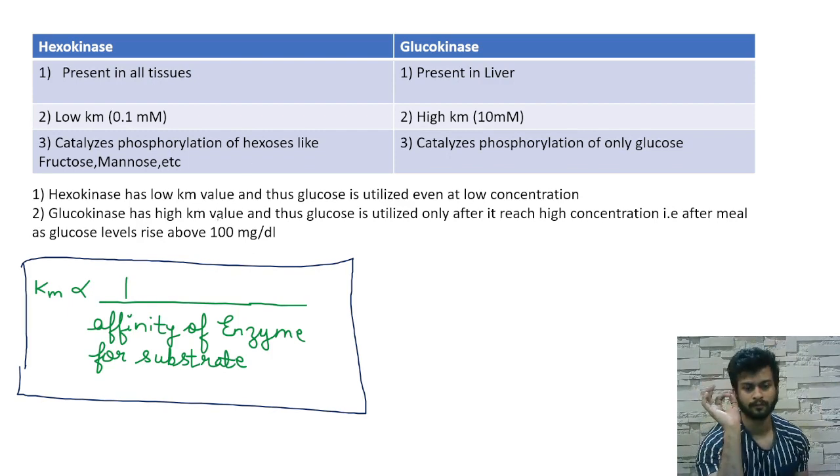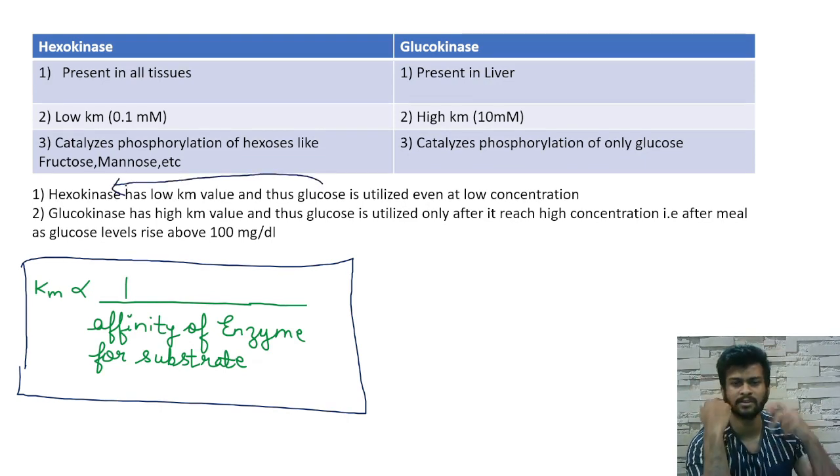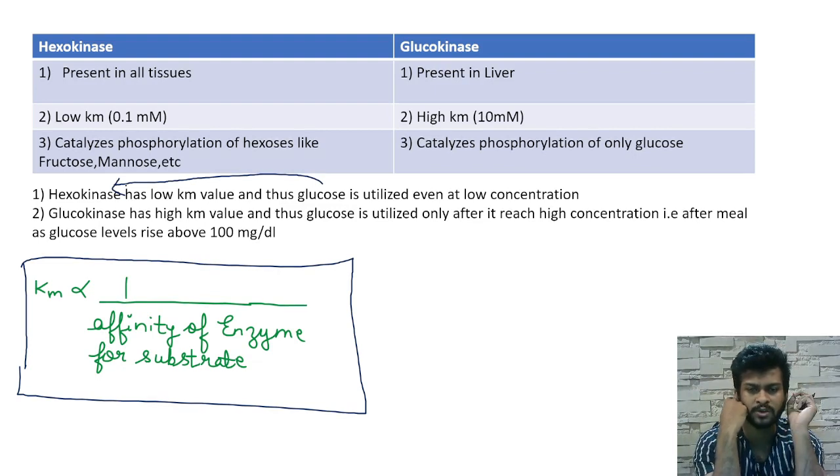Hexokinase has a low Km value. Hexokinase is an enzyme and the substrate will be glucose. A low Km value means this enzyme will have higher affinity, higher liking or more attraction for the substrate. So even if the substrate is present in lower concentration, it can bind with the enzyme very easily, because the affinity or attraction of the enzyme for the substrate is more.